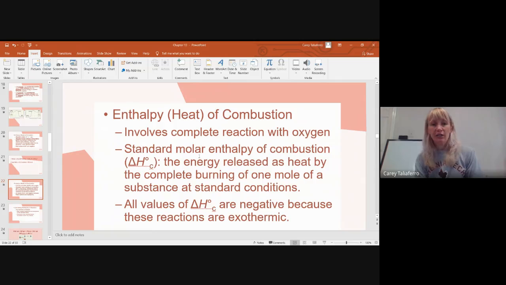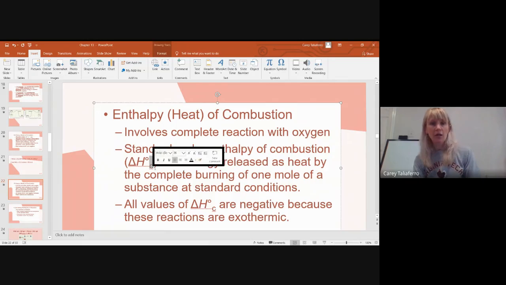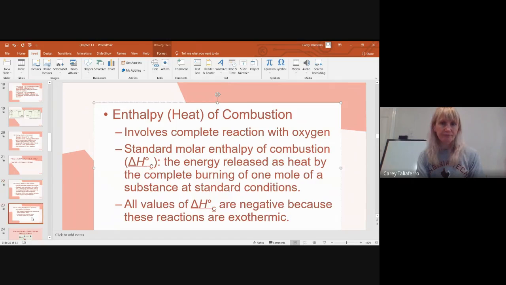The heat of combustion, has a C there, is the energy released as heat when you completely burn 1 mole of a substance at standard conditions, which remember is 25 degrees Celsius, 1 atmosphere. All of these values are exothermic because burning is an exothermic process.